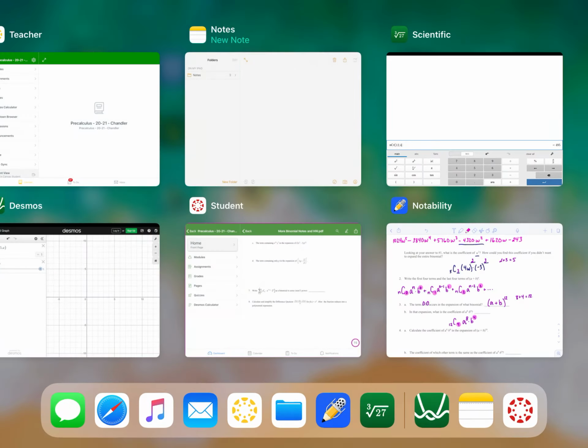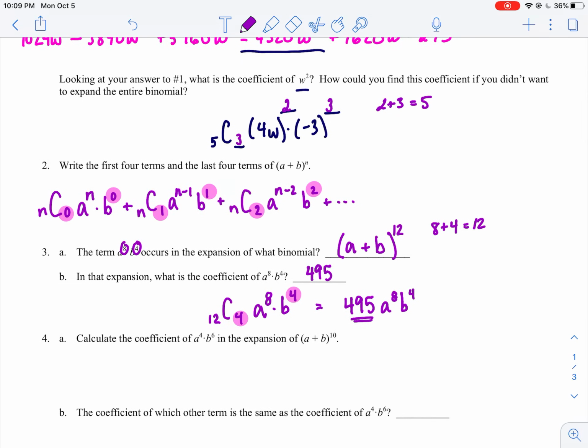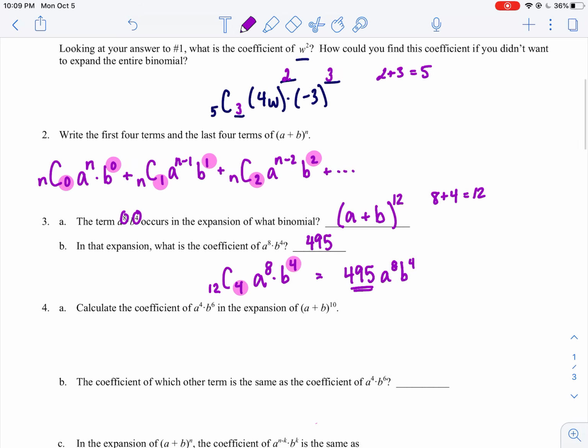Right? So now I know that that number out in front is actually 495. So 495 is the coefficient on a to the 8th, b to the 4th. Right? So that's the coefficient that I wanted, 495. So if it asks you for the whole term, you would write 495, a to the 8th, b to the 4th. If it just wants the coefficient, you can just write down 495. Right? So let's do another one.